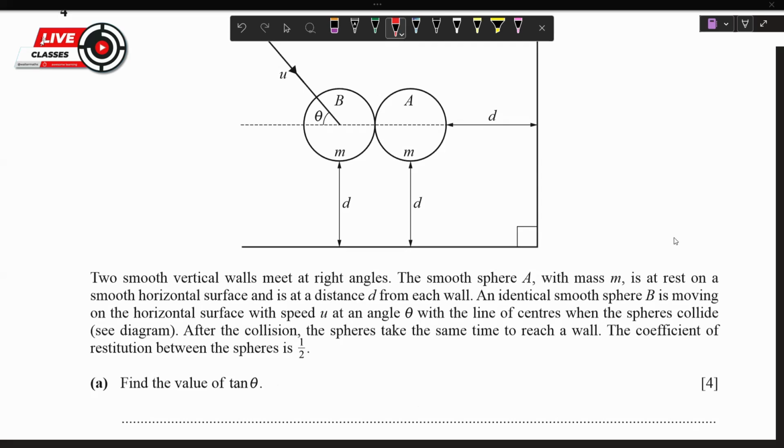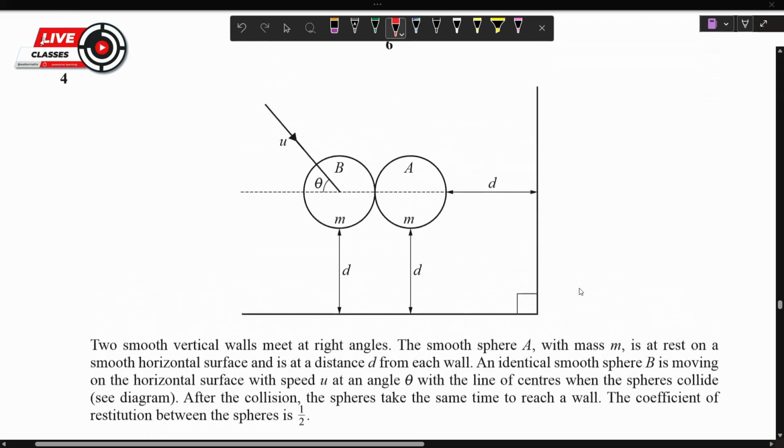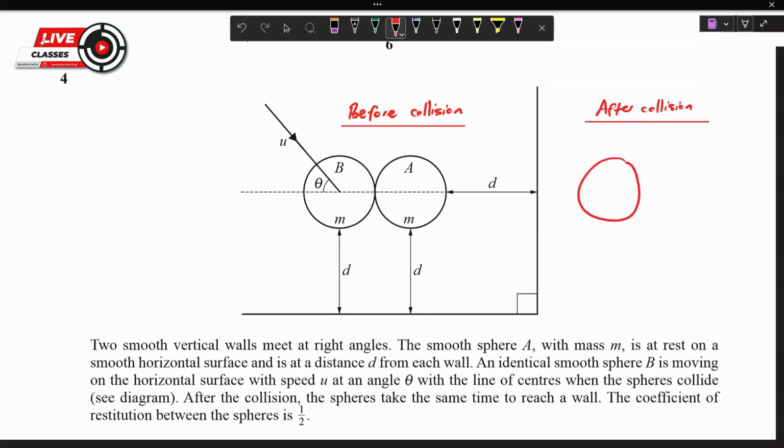All right. Okay, so to answer this question, we're going to consider this to be before collision, and we also need an after collision. So this is before and this is after. And for after collision, we'll have the same spheres. Okay, so here are the two spheres. All right. And we are going to have the line of centers passing through like this.